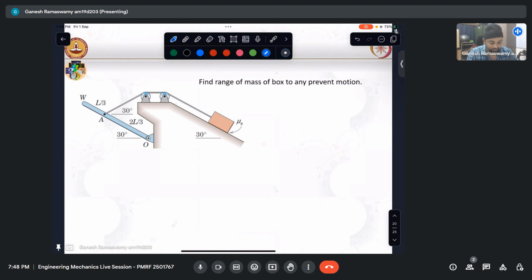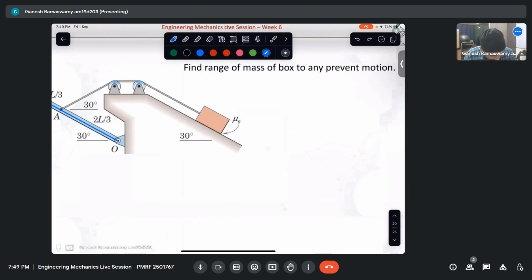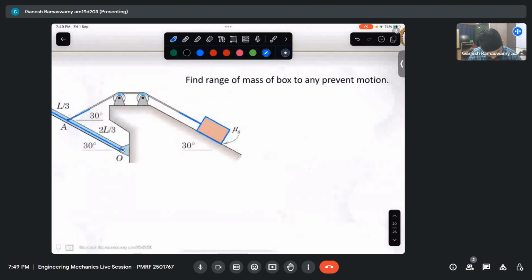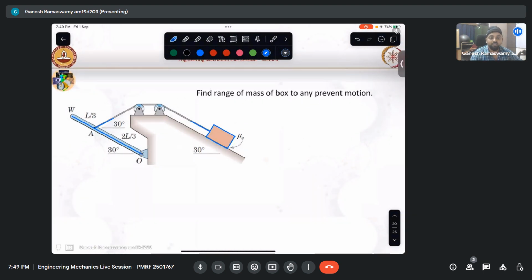So we have a rod of mass W like that, and then we have a box like this, which is on an incline. So the box is like that. And then I have the cable going like that. The cable also gets connected to this. And then we have a hinge here. So what we have been asked is, what is the range of the mass of this box to prevent any kind of motion?